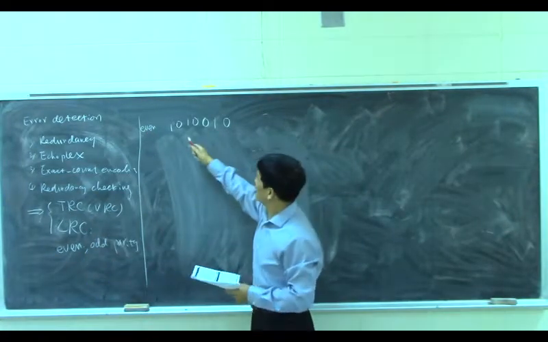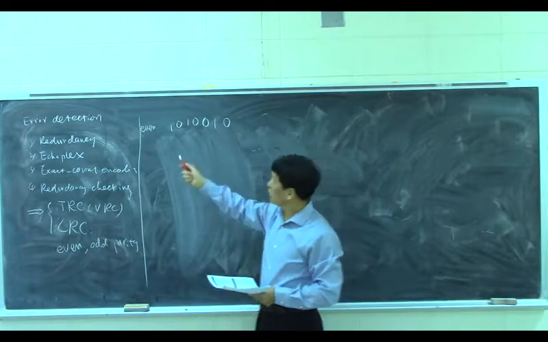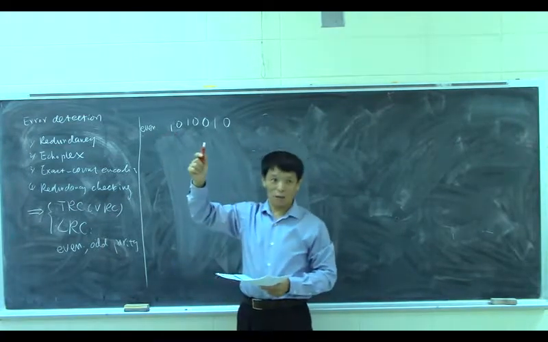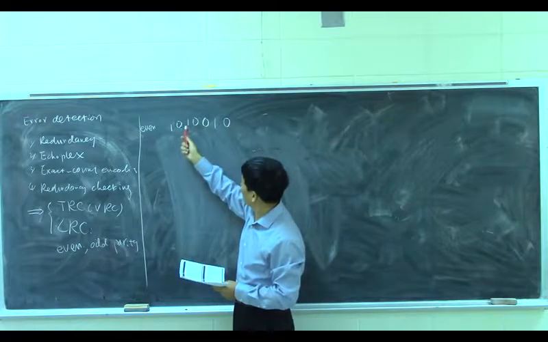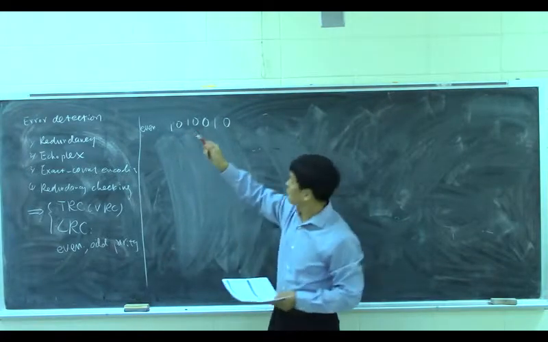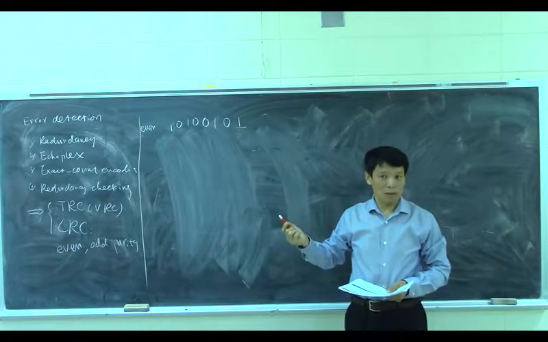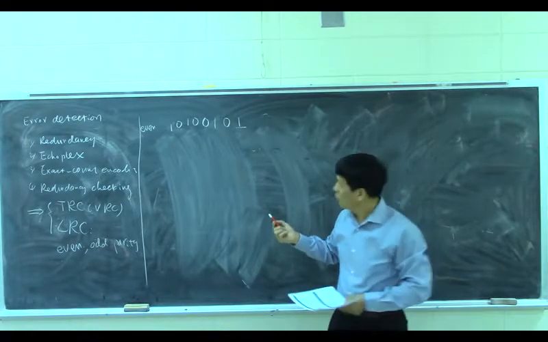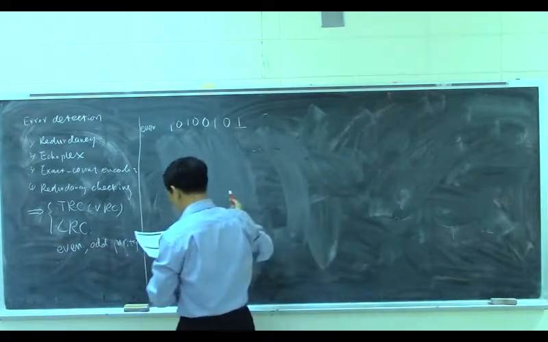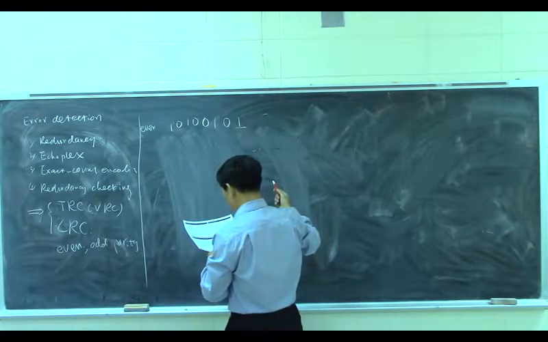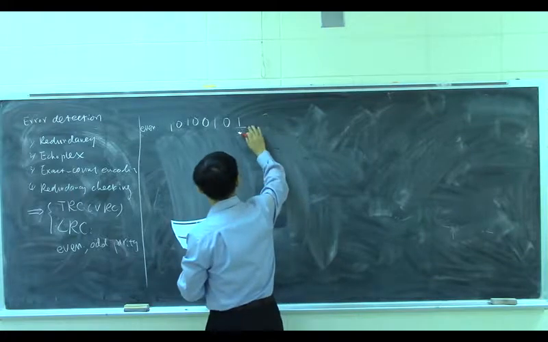Once we finish these 7 digits, we need to make the number of ones even. In this case, we have 1, 2, 3, only 3. So we need to put 1 as the parity bit to make the number of ones even. Right? So this is the first one.